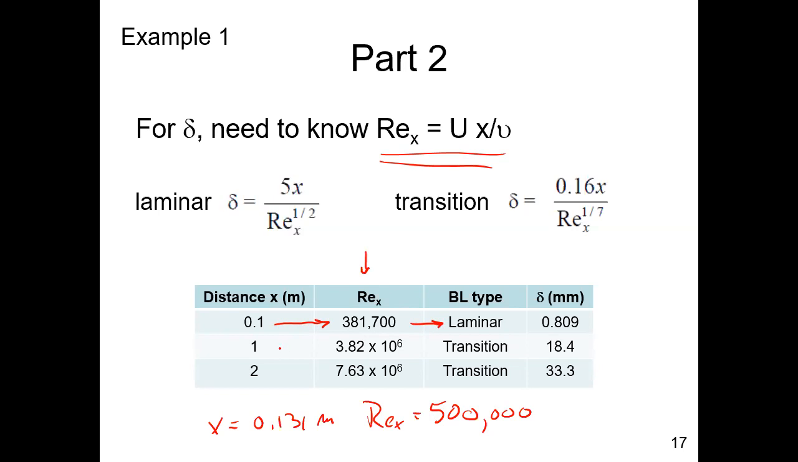At location 2, where we have x equal to 1 meter, we have a boundary Reynolds number of 3,820,000, 3.82 times 10 to the 6. Question: is that greater than 500,000? Yes, so it's not laminar. Is it greater than 10 to the 7th? No. Since it's between 500,000 and 10 to the 7th, you have a transitional boundary layer at x equal to 1 meter.